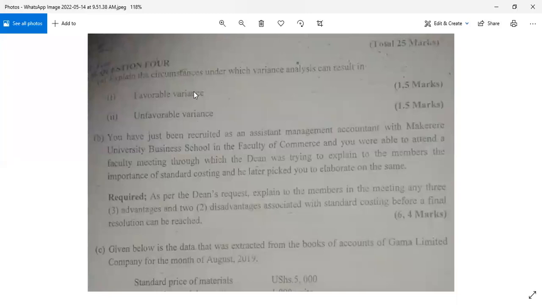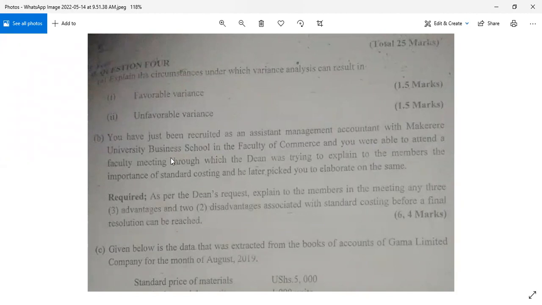We said for favorable variance, we're saying if the actual cost is lower than the standard cost. That is a good thing. The other scenario is if your actual revenue or actual incomes are greater than your standard incomes, still that will be favorable. Okay, those are the circumstances you raise. Then for unfavorable, it's the opposite, right?